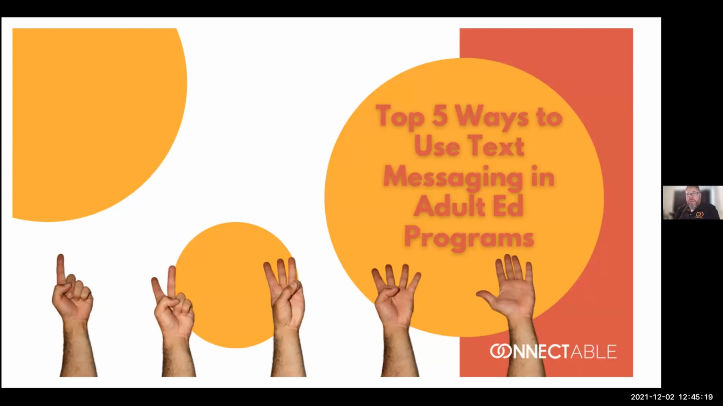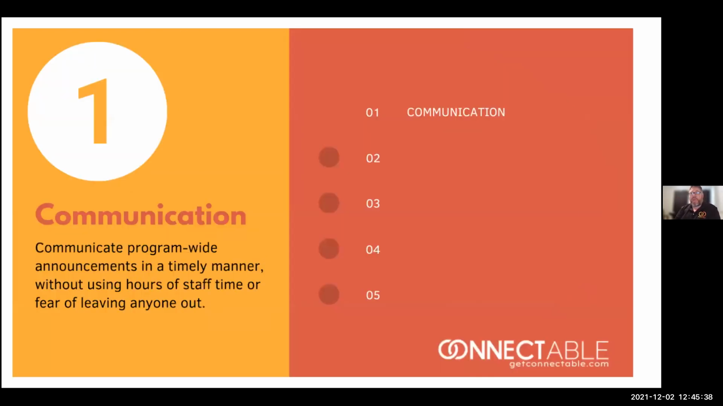Okay, so there's a couple whys, and I always go back to the main why, and the main why is 98% of messages get opened within 90 seconds. And that's important when you're trying to communicate and be effective. So how do you use text messaging in adult ed programs? Here are 5 things that we think could be valuable.